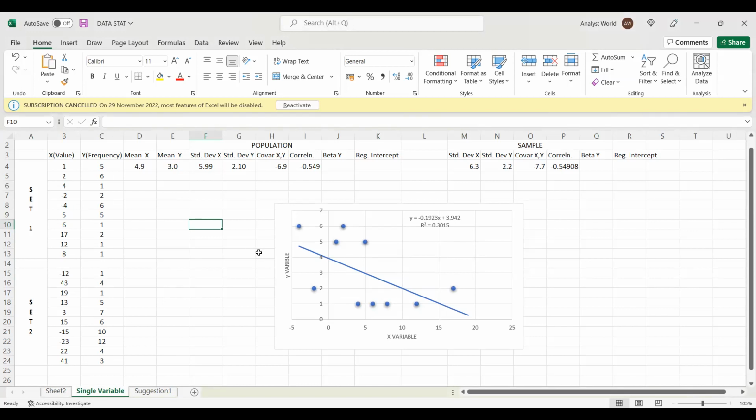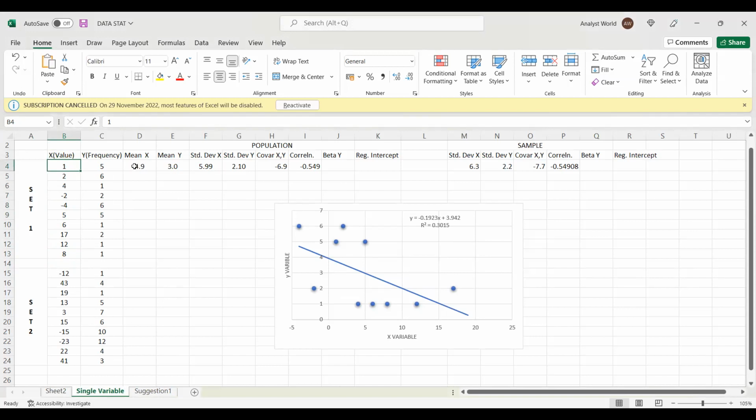All right. So here what I have done is that I have taken two sets of 10 values each, X values and Y values. So for the example, let's first concentrate on the single variable. In single variable, these values are there.